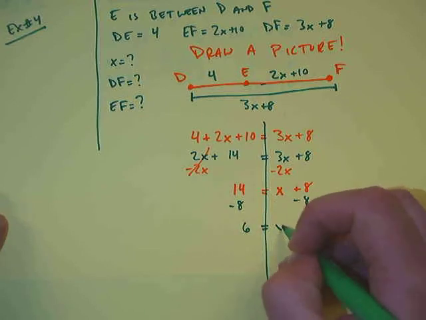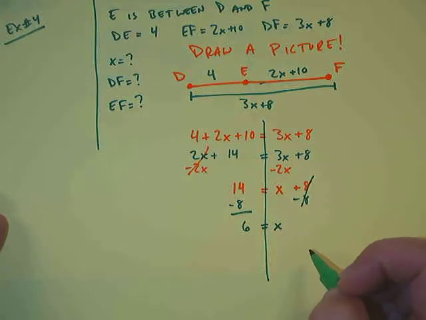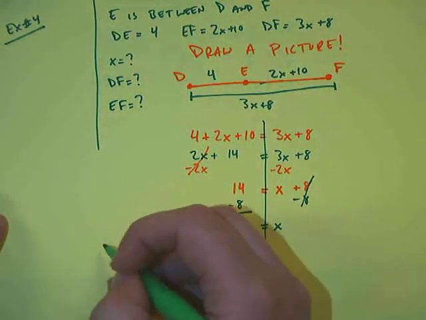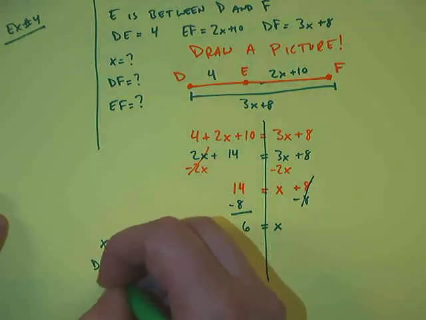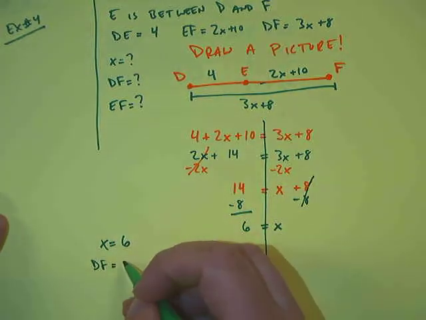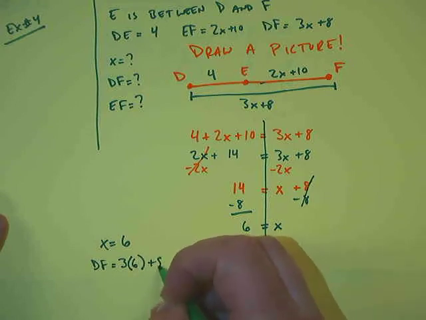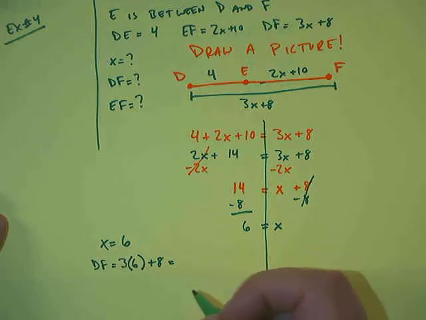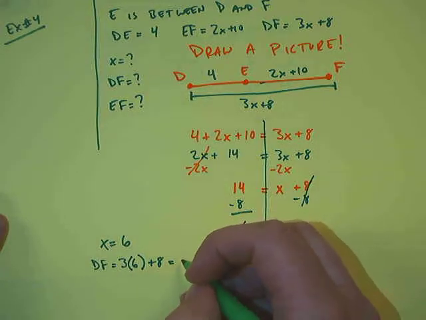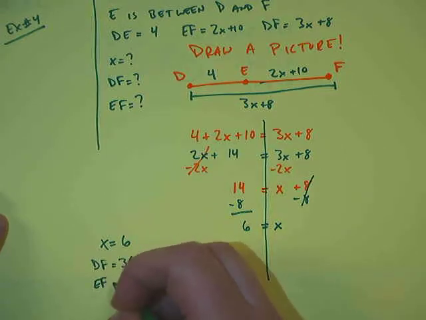I'm going to go subtract 2x from both sides. So that's gone there, and we're left with 14 on this side. And then we have 1x plus 8. Then I'm going to subtract 8 from both sides. And we are left with 6 equals x. Okay, so now we know what x is. x is 6. Now we need to figure out what DF and EF are.